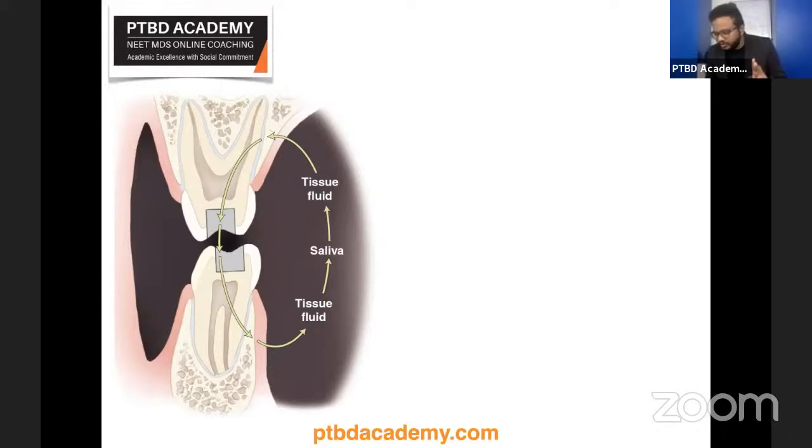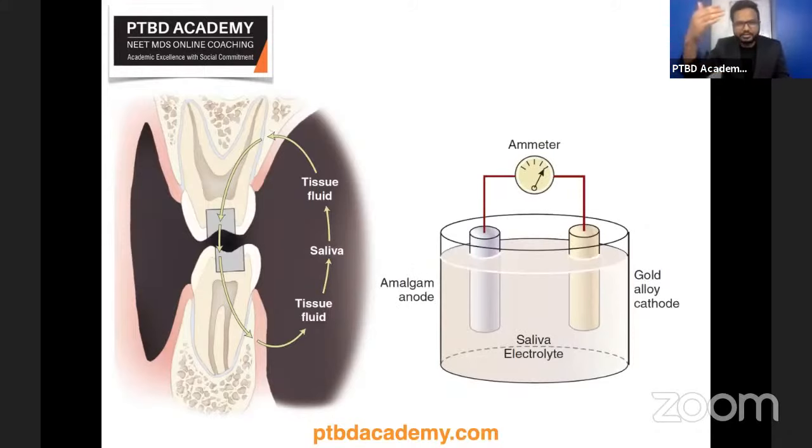Among these two restorations, which one acts as an anode, which one acts as a cathode? Remember, we have an EMF, electromotive force. We have the electromotive series, where you have more positive elements or metals on top and more negative at the bottom, and hydrogen is exactly at the center. When two metals are chosen from that series, the one which is more positive acts as a cathode, the one which is comparatively negative acts as anode.